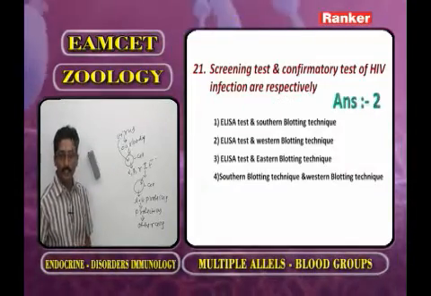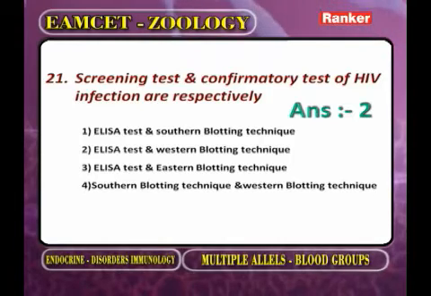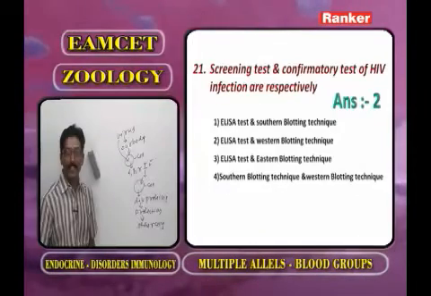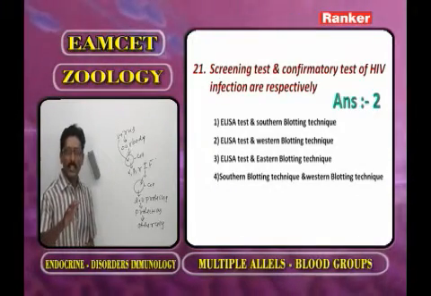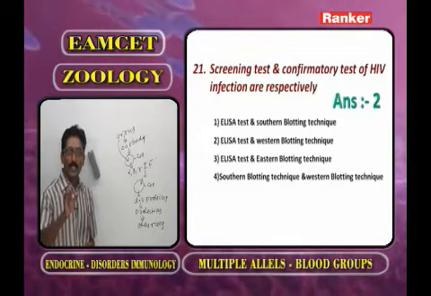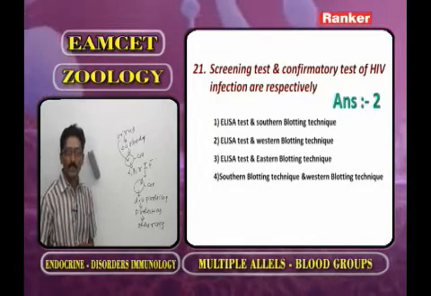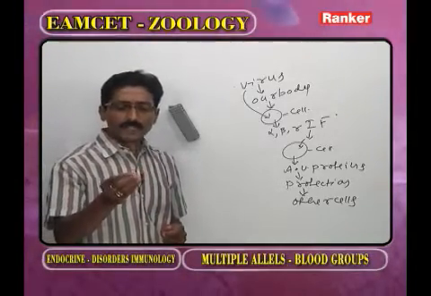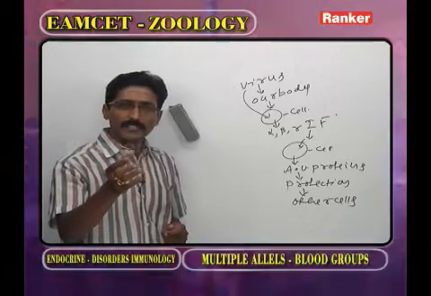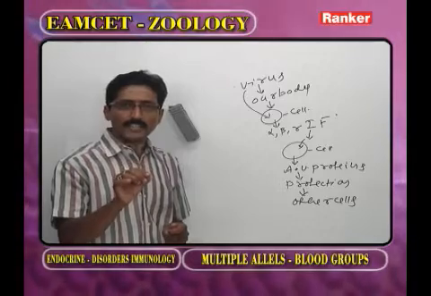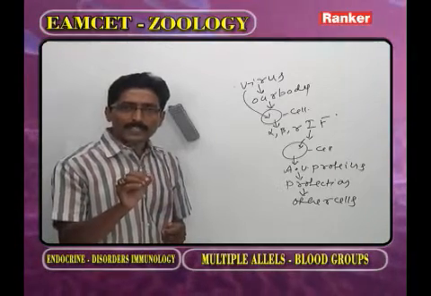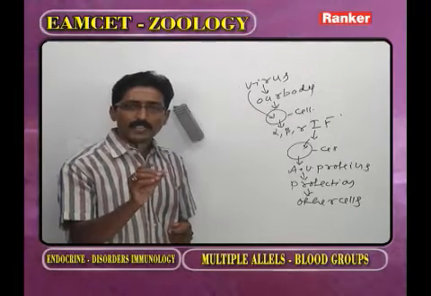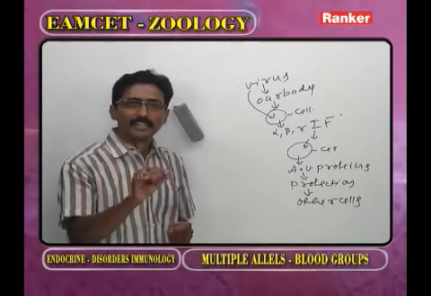Now, the next question is, screening test and confirmatory test of HIV infection. Now, as we observe the HIV virus, by some methods, generally sexual intercourse, illegal sexual intercourse, the HIV virus enters into the body. That is one method. The second one is contaminated syringes and needles. The HIV virus enters into the body. The person suffering from the HIV virus approaches the doctor. What type of screening test and what type of confirmatory tests are conducted?